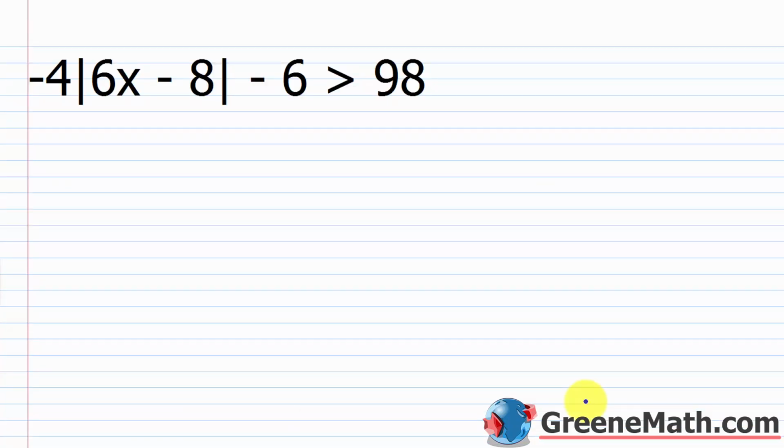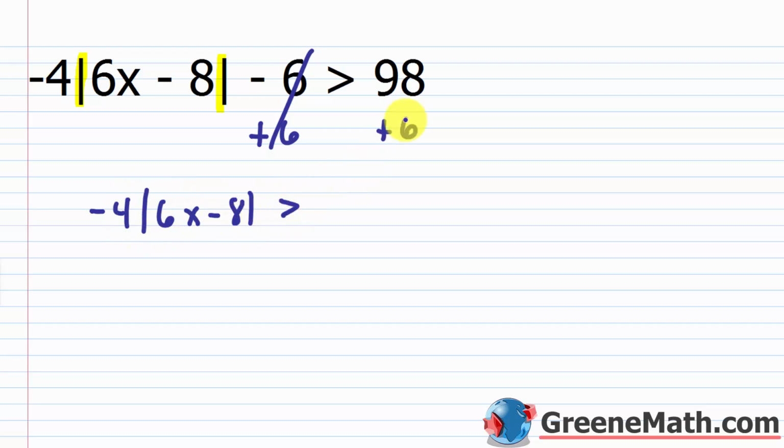So suppose we had negative 4 times the absolute value of 6x minus 8, then minus 6 is greater than 98. So again, I want to isolate this part right here first. Very important you do that. So let's add 6 to both sides of the inequality. That cancels. You've got negative 4 times the absolute value of 6x minus 8. And this is greater than 98 plus 6 is 104.